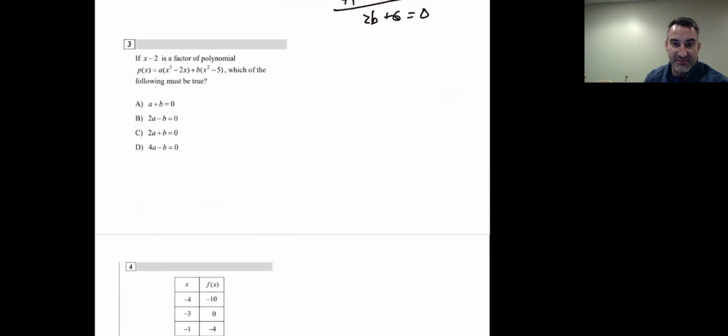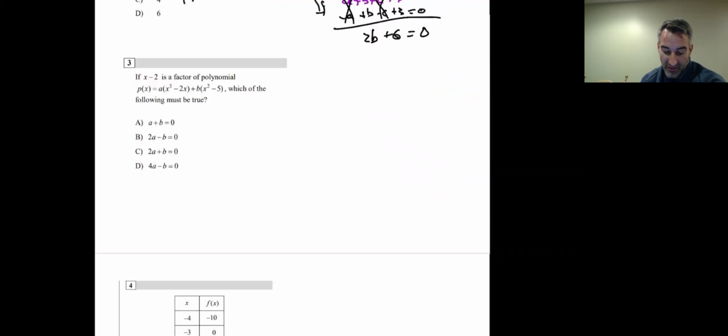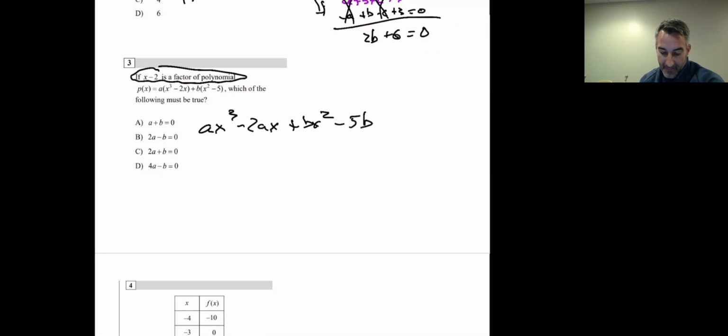Okay, number 3 is very similar to the one I did earlier. I'm checking if x minus 2 is a factor of the polynomial. I'm just going to clean this up: ax cubed minus 2ax plus bx squared minus 5b. So ax cubed plus bx squared minus 2ax minus 5b.